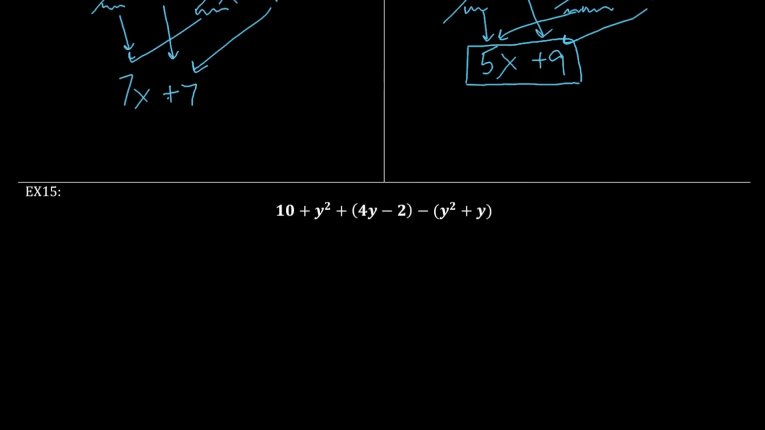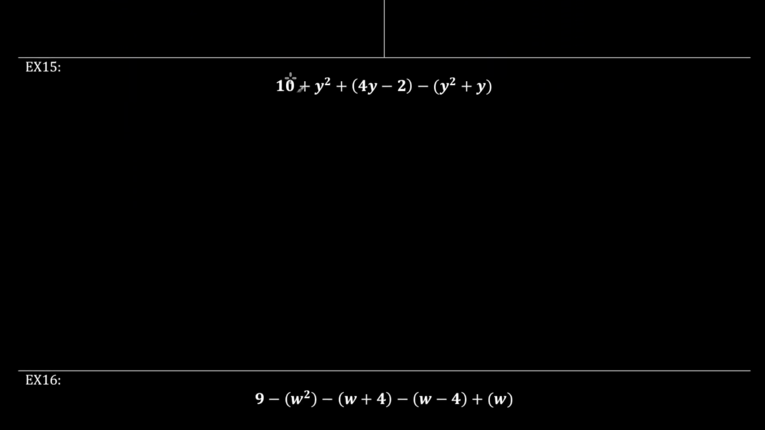We have 2 more examples. So I'm going to look for the 1s. Look for the 1, 1. Okay. And multiplication, multiplication. Let's go ahead. We start off with 10. We add y squared. We add 1 times 4y minus 2, and we subtract 1 times y squared plus y.